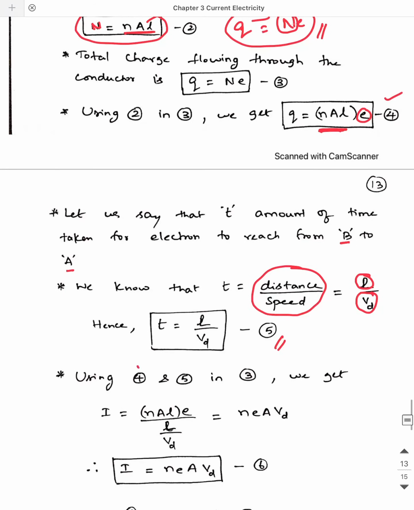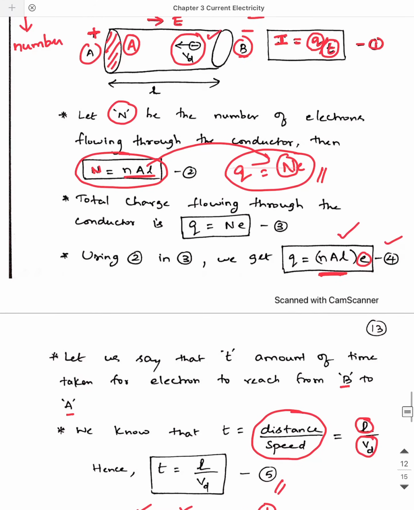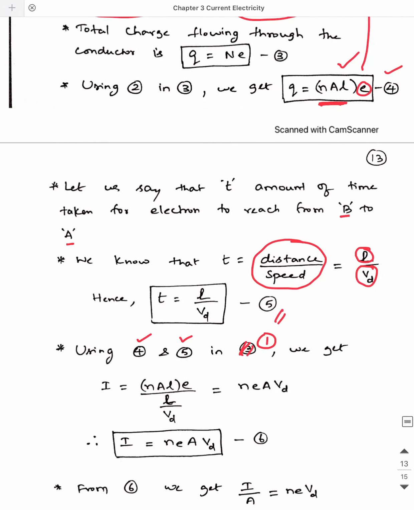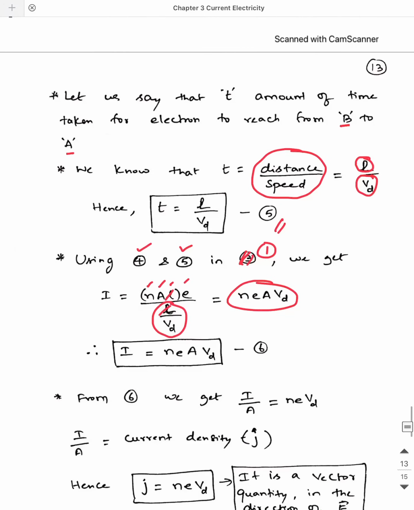Now using the fourth expression and the fifth expression in the first expression, we get I is equal to, in the place of Q we substitute n into A into L into e, and in the place of T we substitute L divided by Vd. L and L get cancelled, so we are left with n e A Vd. This is the required expression: I is equal to n e A Vd, where n stands for the number density, e stands for the charge of the electron, A stands for the area of cross section, and Vd stands for the drift velocity.